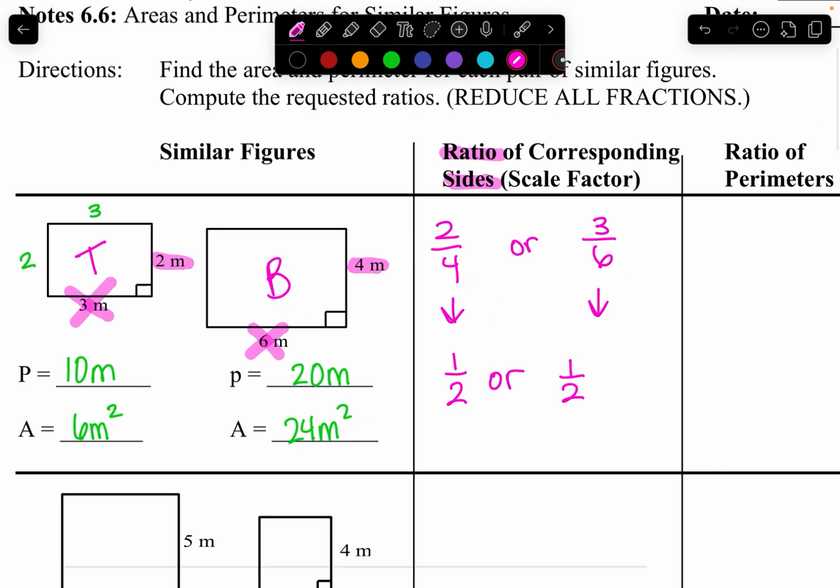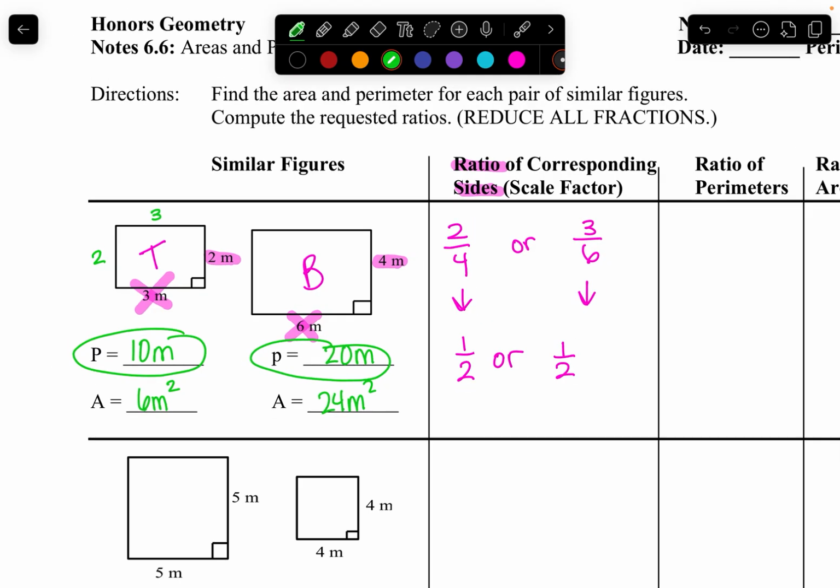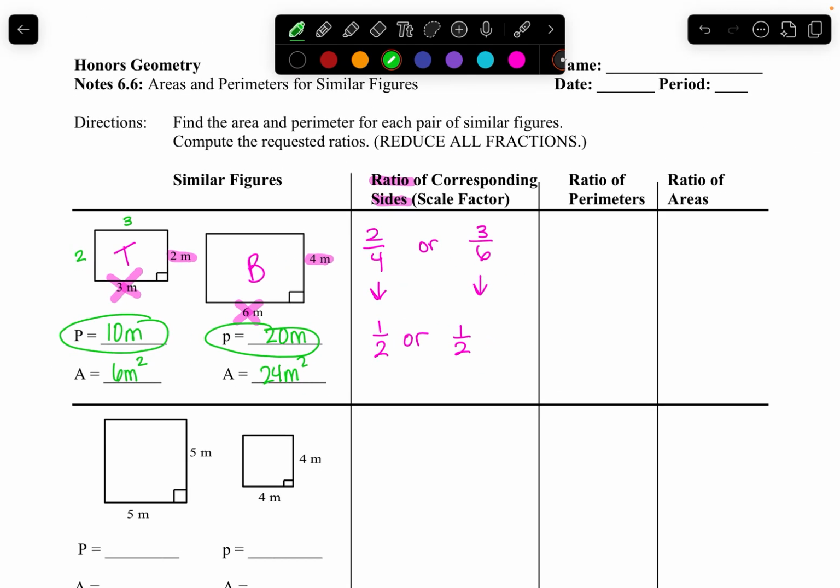Now what I want us to do is look at the ratio of the perimeters. Remember that we found the perimeters here. So again, anything on the left is going on top. So 10 is going to go on top, and then 20 is going to go on bottom. When I simplify 10/20, I again get 1/2. So the ratio of sides and the ratio of the perimeters of similar figures should actually be the same.